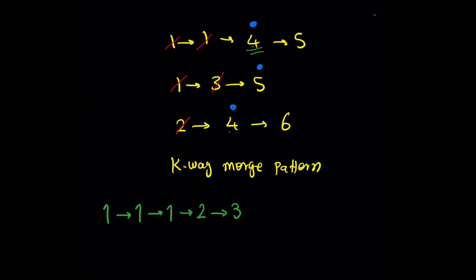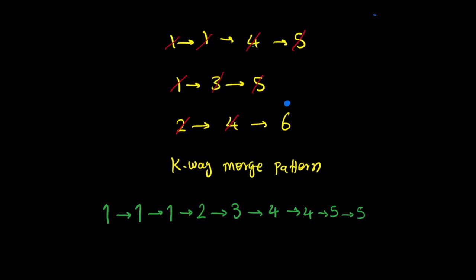Either this one or this one. Doesn't really matter. Let's go with this one. Again, between 4, 5, and 6, it's 4. Between 5, 5, 6, it's 5. Then between 5 and 6, it's 5.